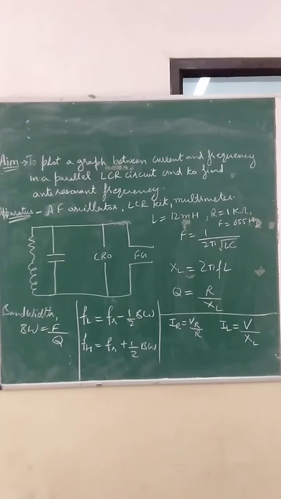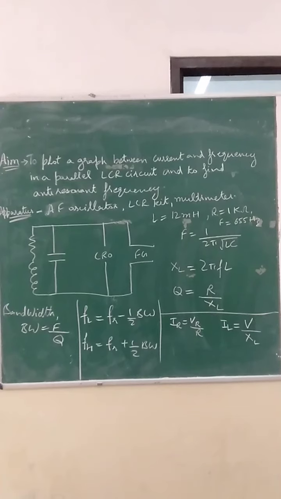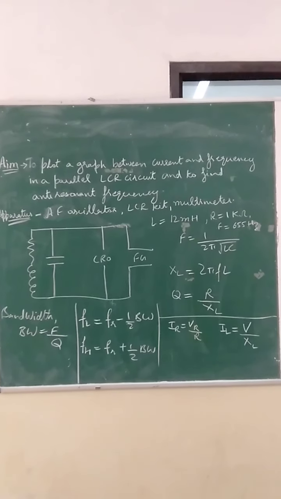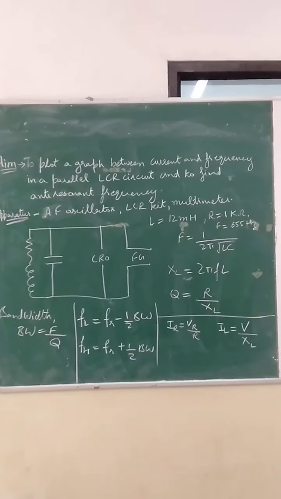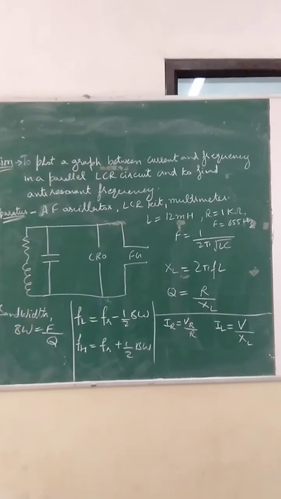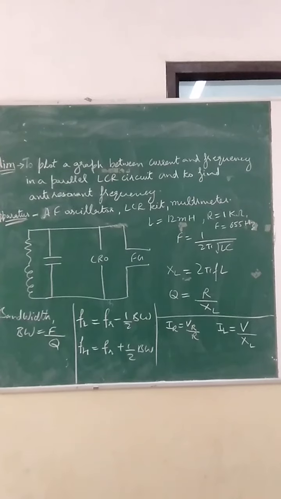Similarly, the bandwidth of that parallel LCR circuit we can calculate with the formula F upon Q. So the lowest band value and the highest band value are there. Similarly, IR and IL you can calculate with these values.